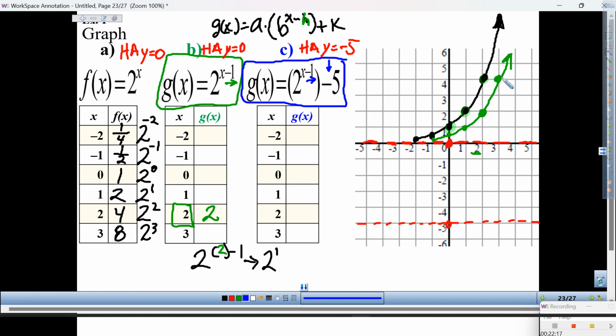So I'm going to start 1 to the right, 5 down: 1, 2, 3, 4, 5. This one, 1 to the right, 1, 2, 3, 4, 5. 1 to the right, 1, 2, 3, 4, 5. This one at the half, 1 to the right, 1, 2, 3, 4, 5. And this one, 1 to the right, 1, 2, 3, 4, 5.